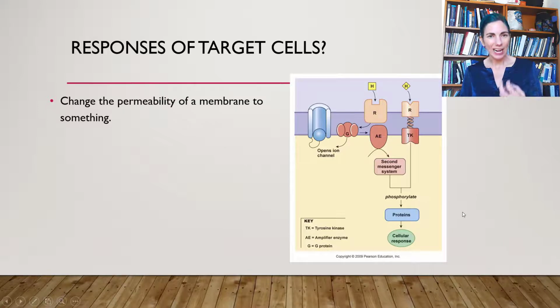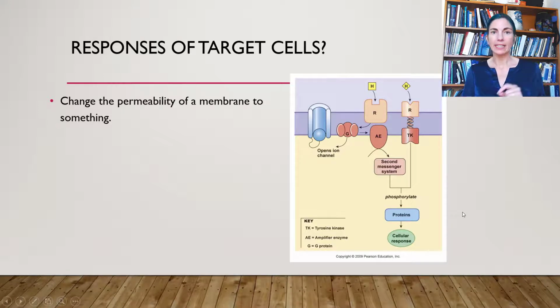What does that actually mean? To change the permeability of a membrane means to make it easier or harder for that something to cross the plasma membrane. And typically, this is done by either adding or taking away membrane transporters for that something. But it can also be changing how transporters that are already there work. Let me give you some examples.